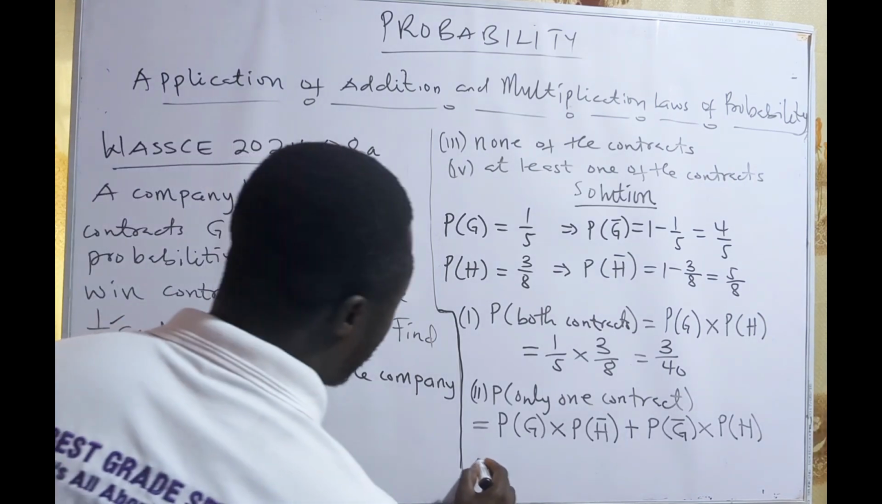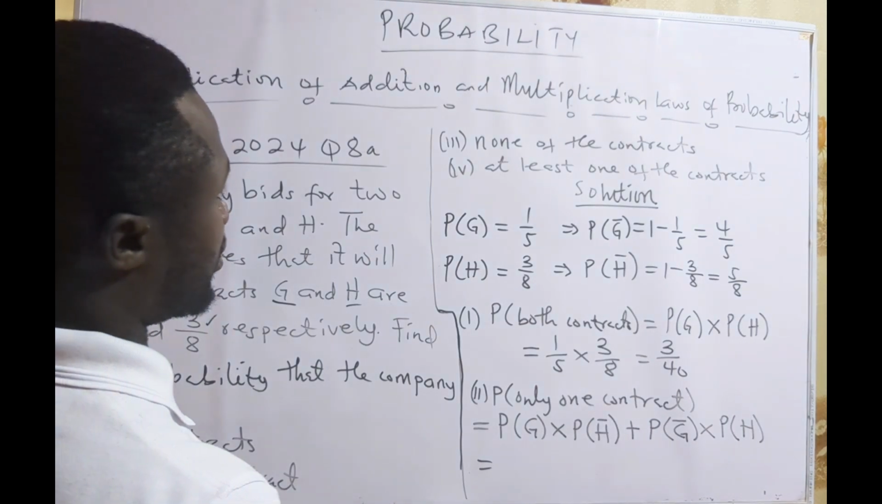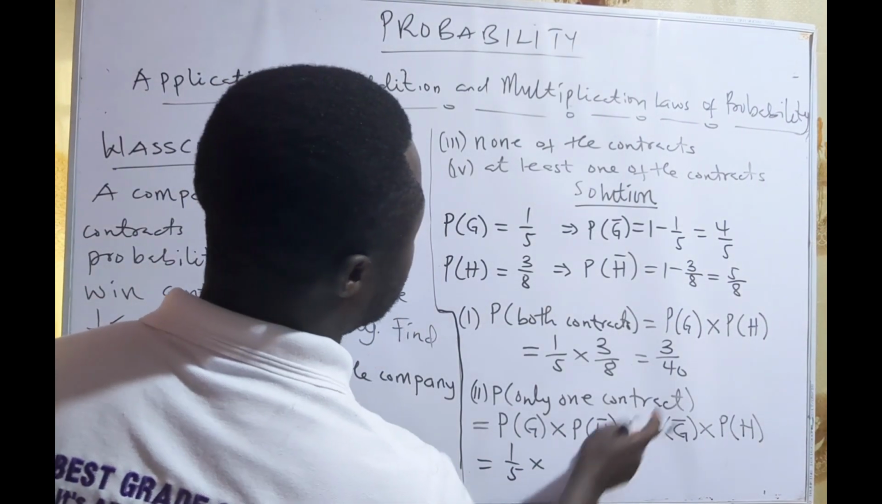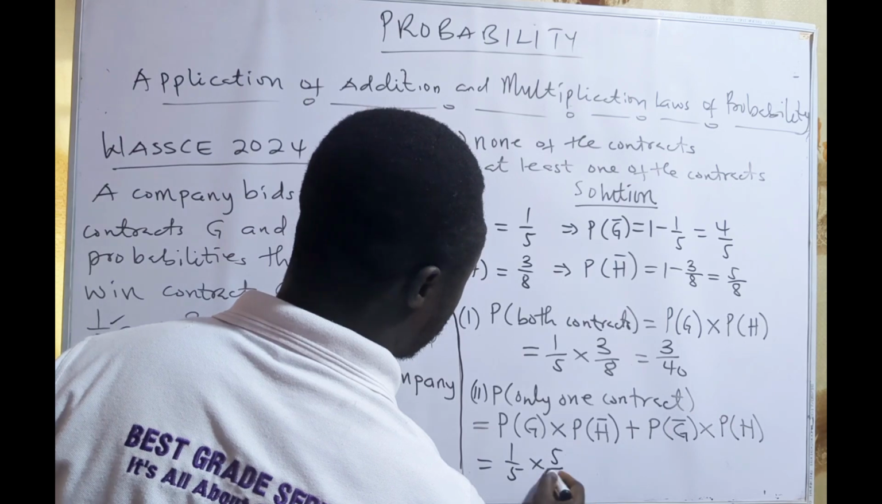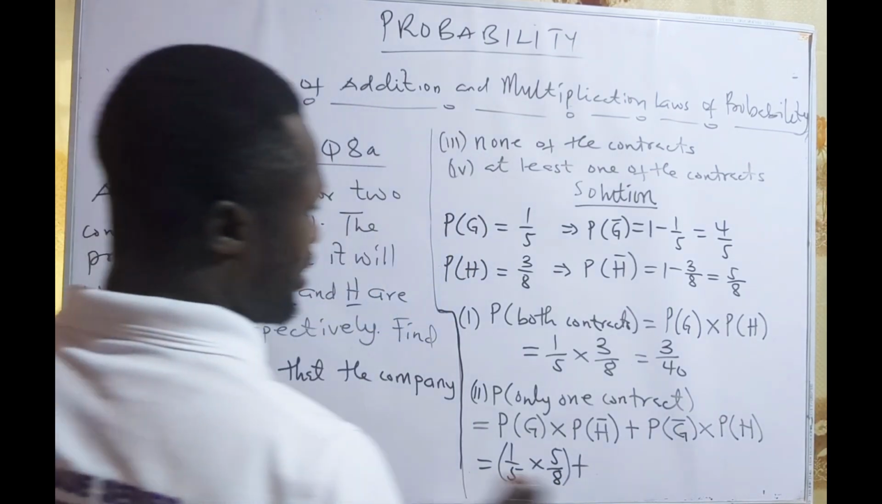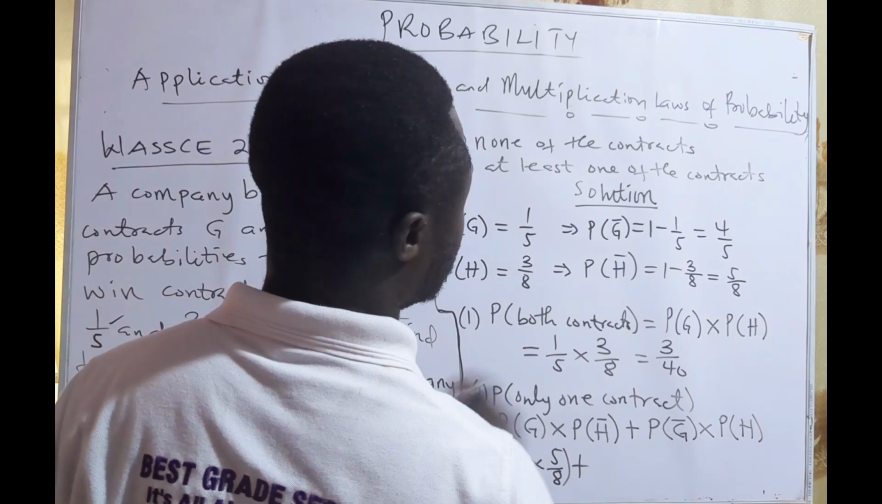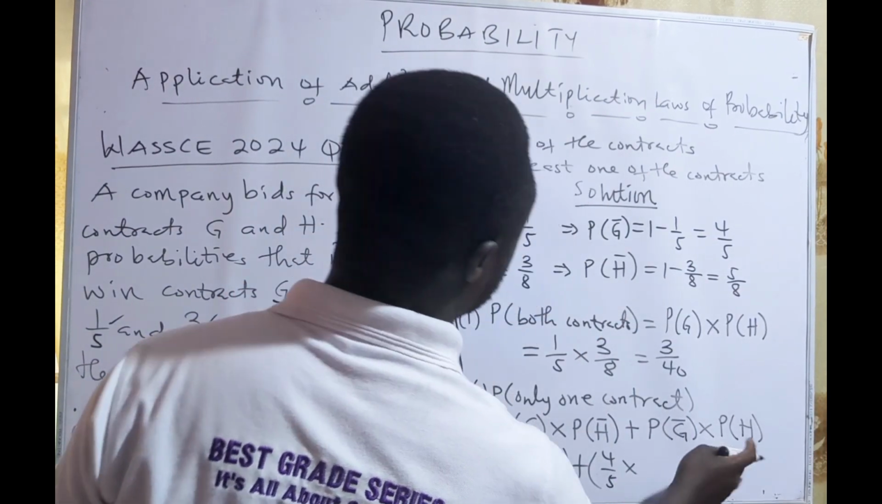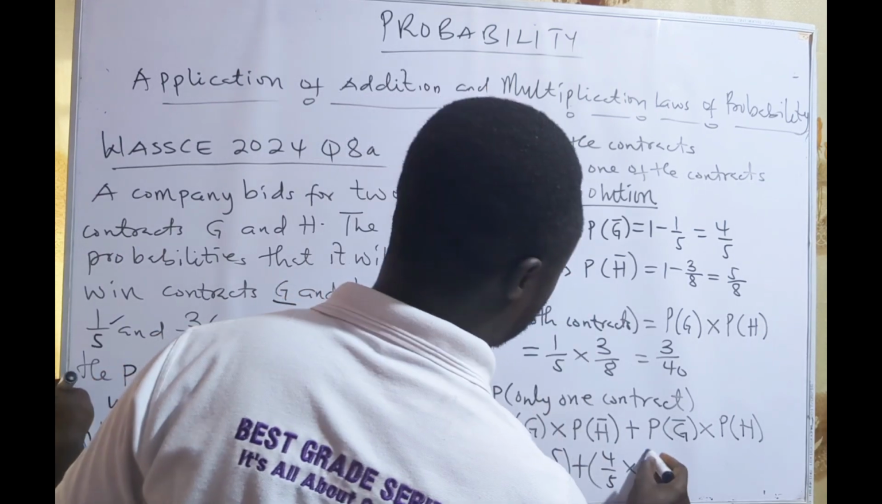So the probability of the company winning J is 1 over 5, times the company not winning H, 5 on 8, or plus the company not winning J, which is 4 on 5, and the company winning H, 3 on 8.